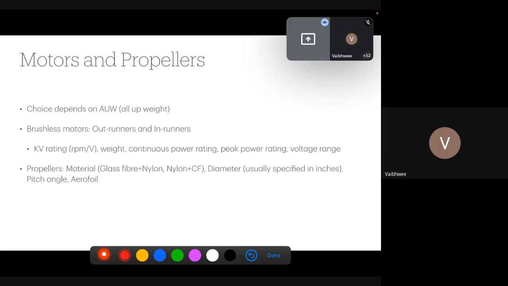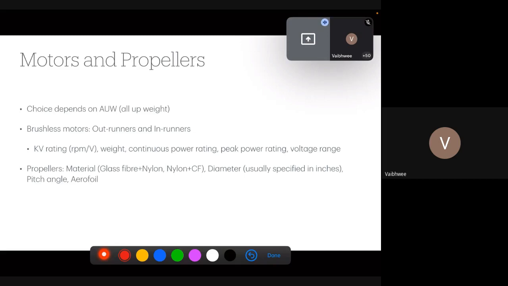So that kV rating essentially means how much RPM you are going to get out of the motor for every volt supplied. So 480 kV means it is 480 RPM for every volt. So if you give a 10 volt supply to the motor, it is going to have an RPM of 4,800. Similarly, a 2200 kV motor is going to have 22,000 RPM for 10 volts supplied to it.